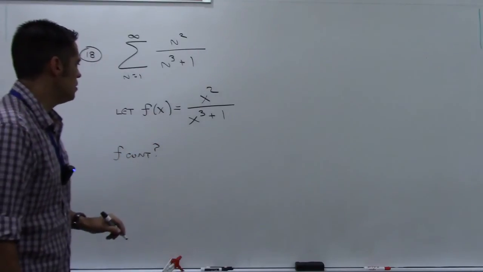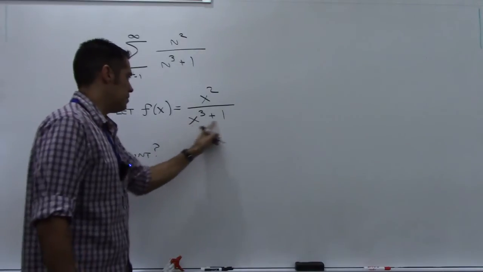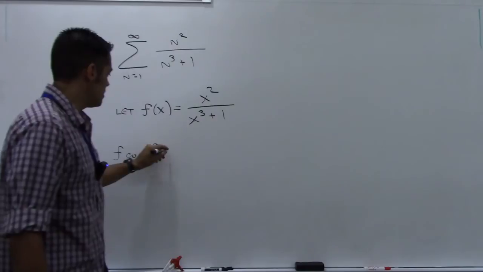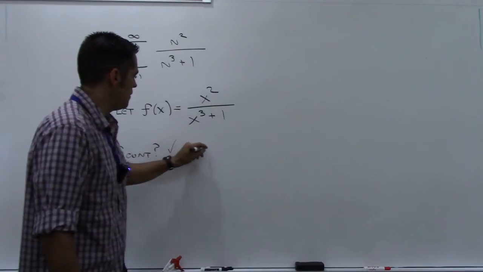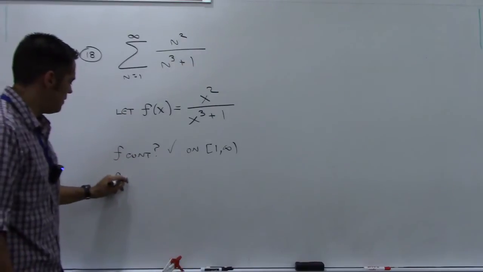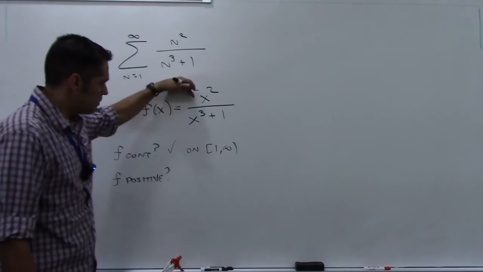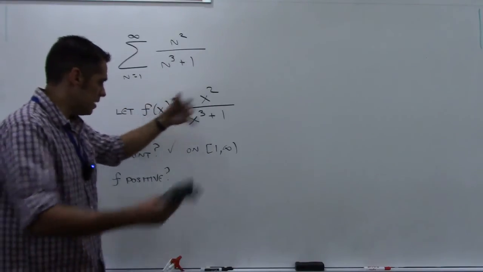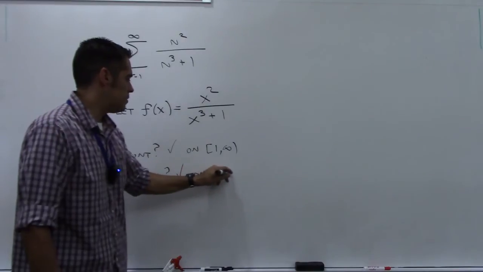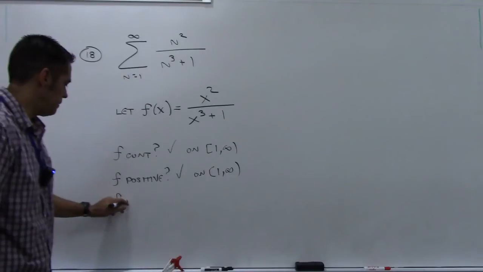Is that true? Well, continuous function over continuous function. Yes, the only time the bottom can be 0 is if x is negative 1, but that's not where we're looking. So this is a continuous function on the interval 1 to infinity, that's fine. Is f positive? Well, that's a positive number over a positive number as long as x is bigger than or equal to 1. So yes, on 1 to infinity it is. And then the next thing is, is f decreasing?